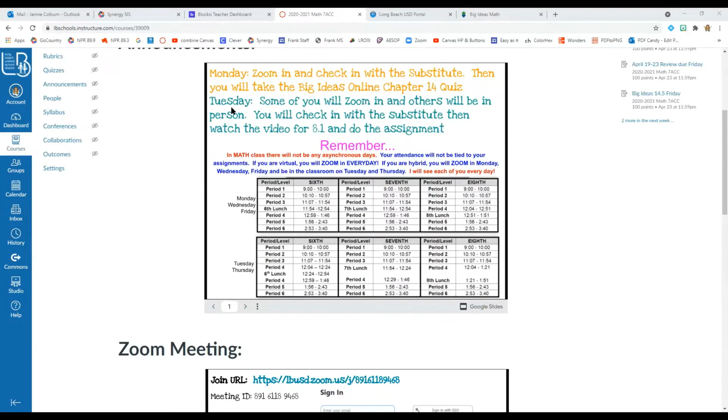Okay, today is Tuesday. Some of you will Zoom in and others will be in person. You're going to check in with the substitute, then you're going to watch the video for lesson 8.1, volume of a cylinder, and do the assignment.